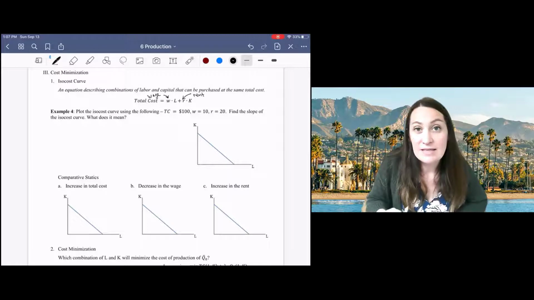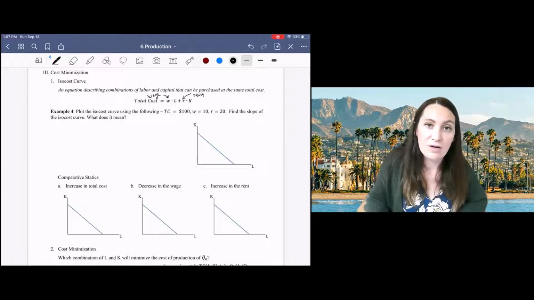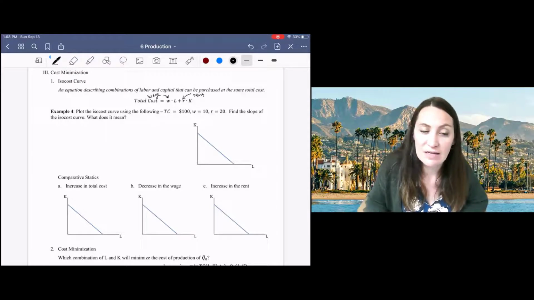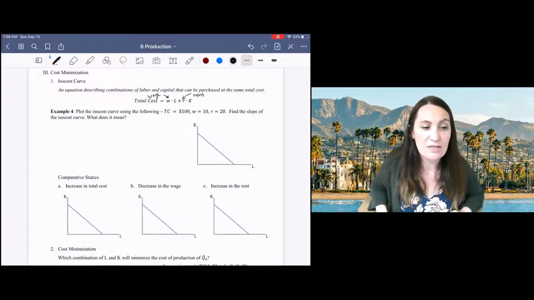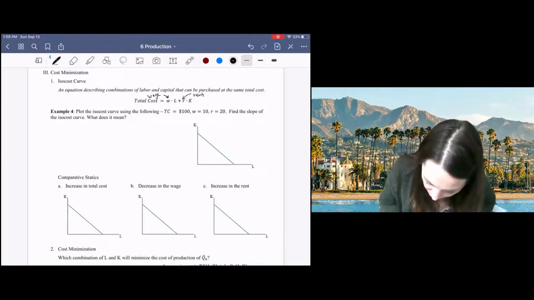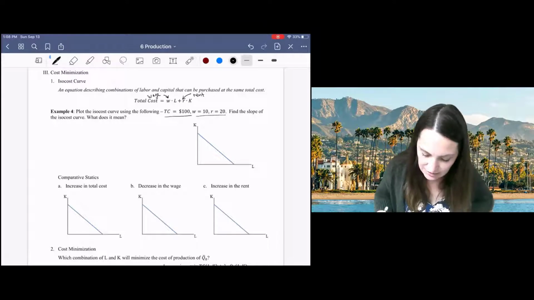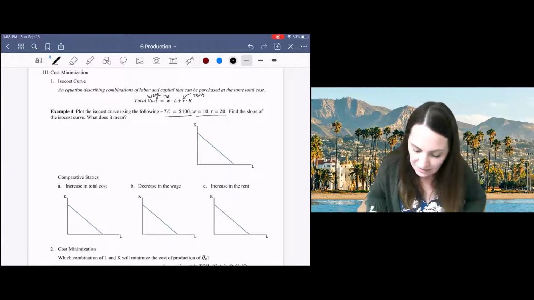So this is analogous to the budget constraint in consumer choice. We want to think now about total cost of production as a function of prices of each input. So let's do an example. We have here our total cost equals 100 and wage and rent is equal to 10 and 20.